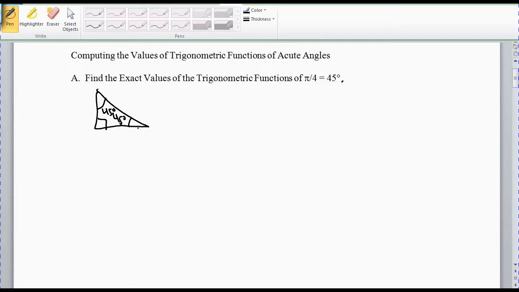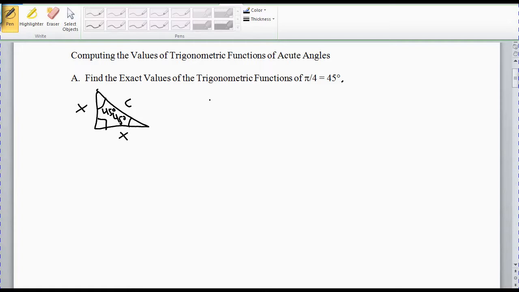And since these two angles are the same, that means the sides that are opposite those angles are the same. So we're just going to call each of those x. And then we're going to call this, the hypotenuse, c.